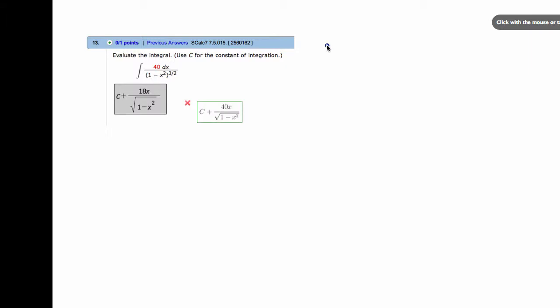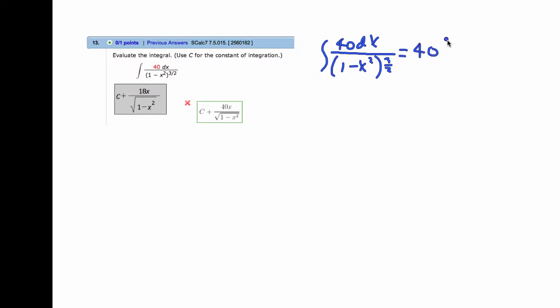Evaluate the integral 40 dx over 1 minus x squared raised to the 3 halves. So we can rewrite this just a little bit. Might be convenient to pull that 40 out front. And we could write this as dx over the square root of 1 minus x squared cubed.